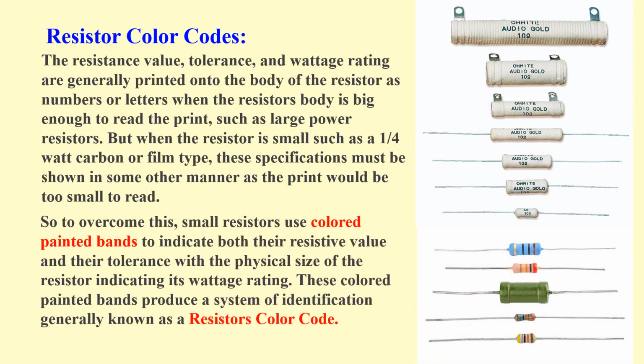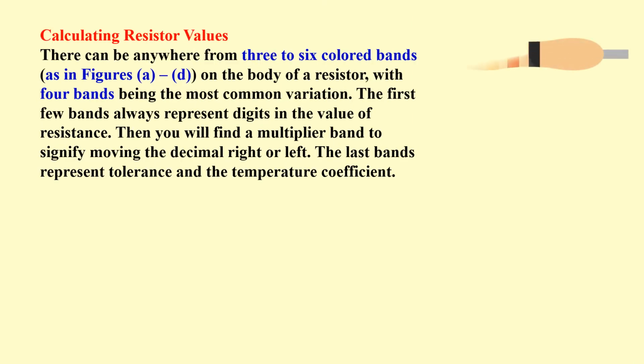So, to overcome this, small resistors use colored painted bands to indicate both the resistive value and their tolerance, with the physical size of the resistor indicating its wattage rating. These colored painted bands produce a system of identification generally known as a resistor's color code. Calculating resistor values.